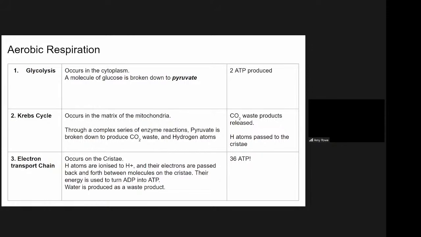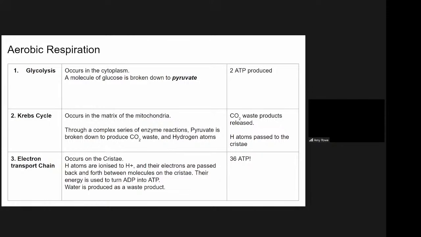And those hydrogen atoms are then moved to the cristae of the mitochondria. The cristae is where the electron transport chain happens. Those hydrogen atoms are ionized to H+, and the electrons from those hydrogen atoms are then passed backwards and forwards between the molecules on the cristae. And when they do that, the energy from those electrons is used to turn ADP back into ATP.